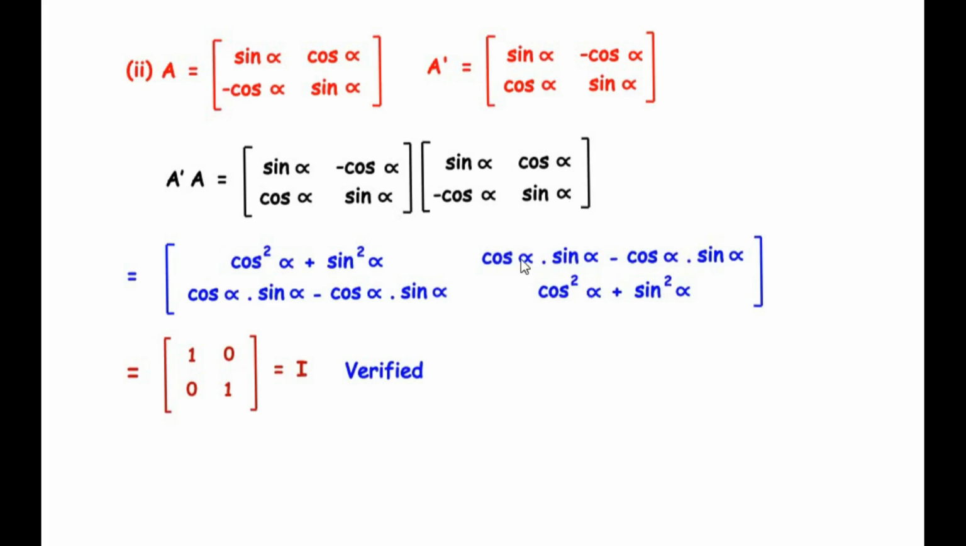Now again let us simplify this matrix. Cos square alpha plus sin square alpha will be equal to 1. Now the second elements both are same but with opposite signs, so they will add up to give us 0. Now the third elements, they are also same but with opposite signs, so they will add to give us 0. Finally cos square alpha plus sin square alpha will be equal to 1. So this matrix also simplifies as 1 0 0 1, which is equal to the identity matrix. So we have verified that A transpose times A gives us identity matrix.